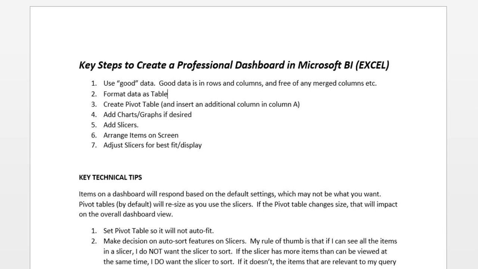First thing you're going to do, and I'll show you this in real life, is we're going to format the data as a table. A very simple step, but so important, and so many people don't do that, and it has ripples later. Creating a pivot table, that's something very easy. I also, at this stage, always add an extra column in column A because we're creating a dashboard and things should not be jammed up in the top left-hand corner. It's about visuals. Then we add some charts and graphs if we want. Then we add slicers. Then we move things around on the screen, and then we adjust them for the best fit and display. So all very simple, but I'll run through a demo of that.